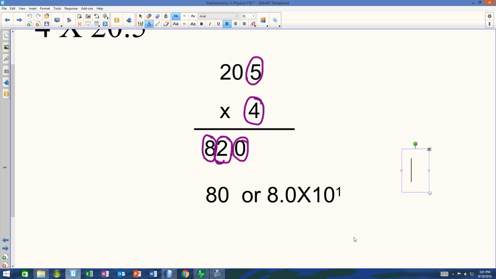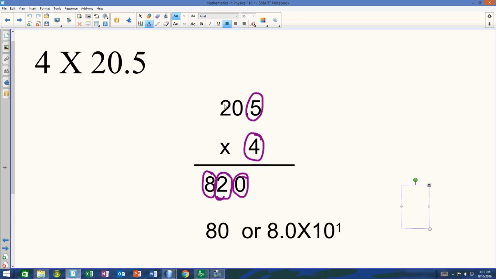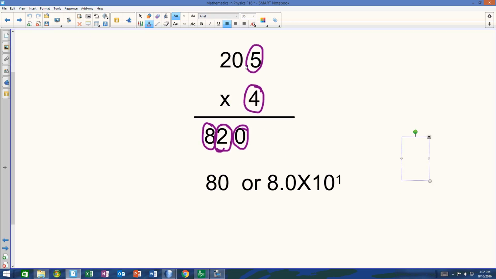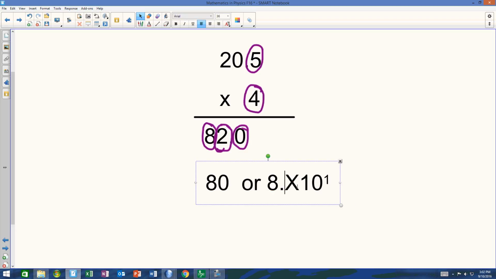Okay? I know, it's crazy, isn't it? But look at the rule. The rule is least number total. This has 3 sig figs, this has 1. Our answer can only have 1 sig fig. Oops, this is a mistake. Let me fix this. It has to be 8 times 10 to the 1 because you can only have 1 sig fig.